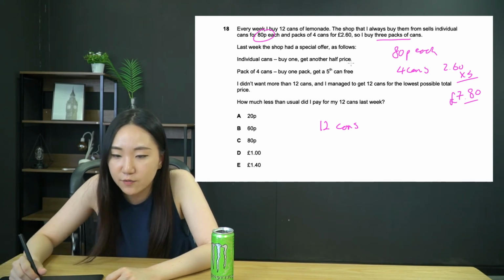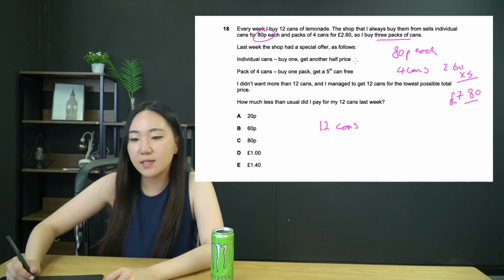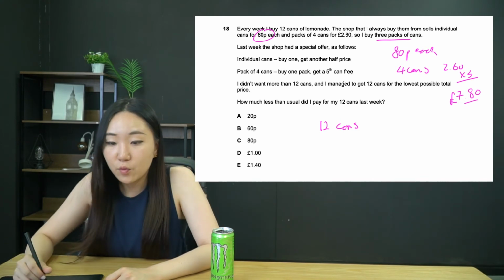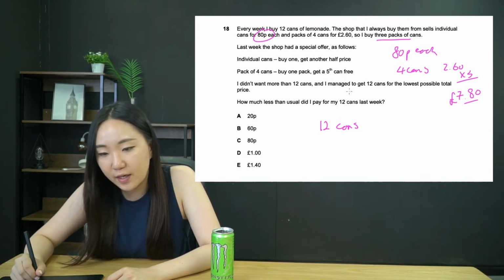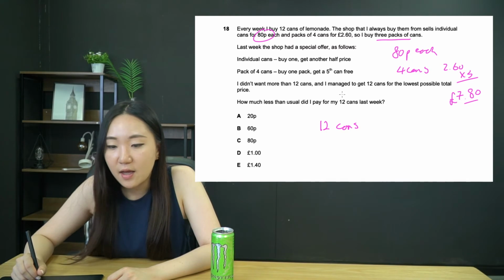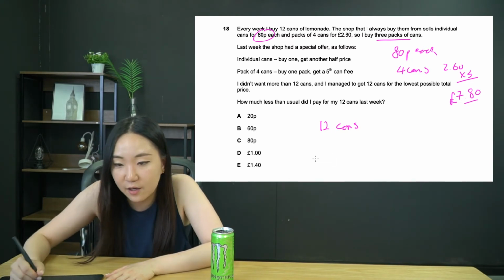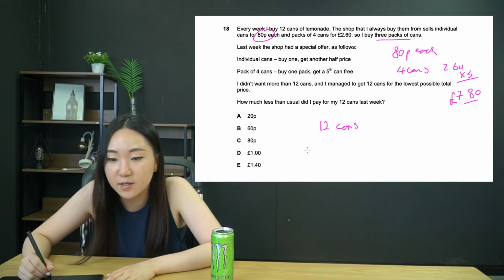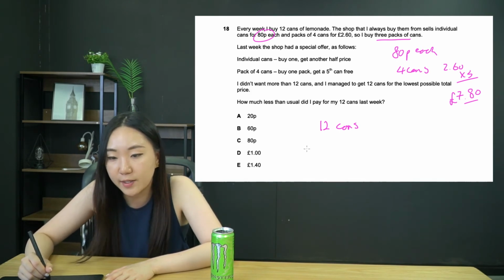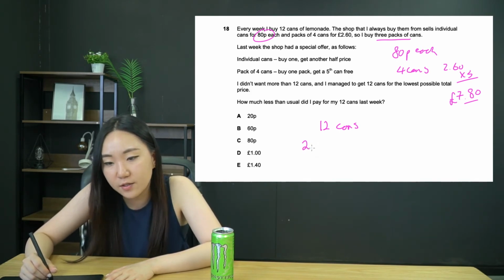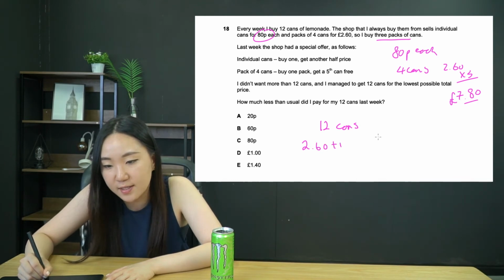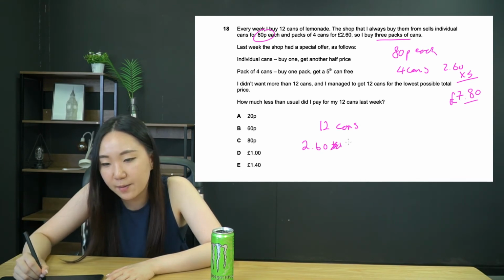Now they've got a special offer last week, so you've got individual cans, and then you've got 4 cans, buy 1 pack, get a 5th can free. He doesn't want more than 12 cans. How much can I get 12 cans for? Okay, so now, just looking at these numbers, what we want to figure out is what kind of price are we getting here? So if we buy 1 pack, so 4 cans, which usually cost £2.60, you do get a can free. So that means for £2.60, you get 5 cans.